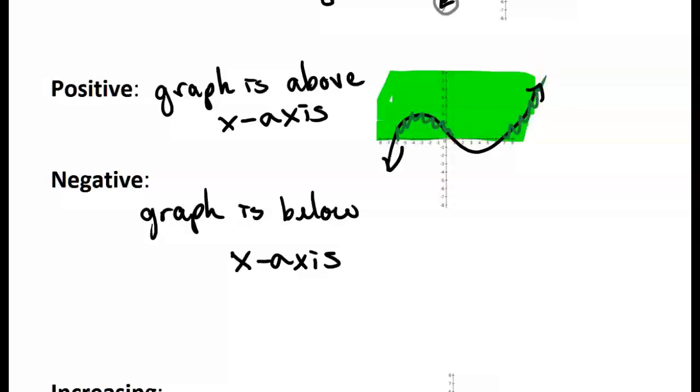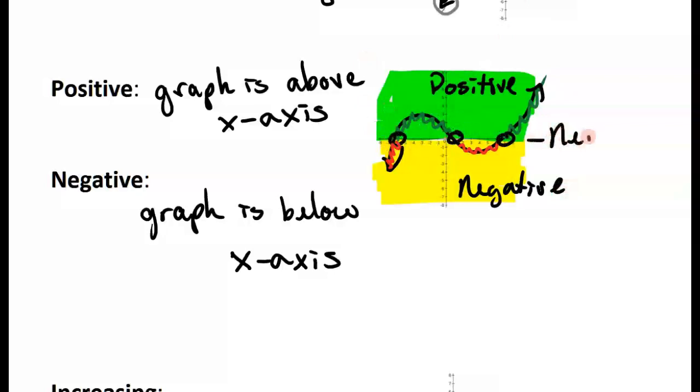And any place that the graph is below the x-axis, then it's negative. So it's negative all here and through here. Positive, negative. Okay, and then whenever the graph is on the x-axis, it's not above or below, it's on, that's neither.